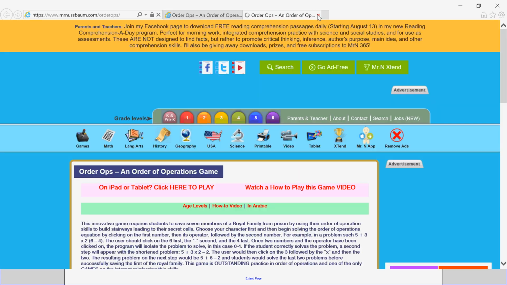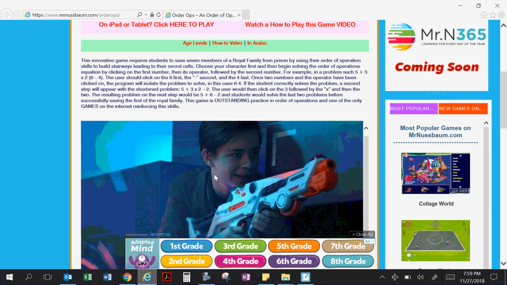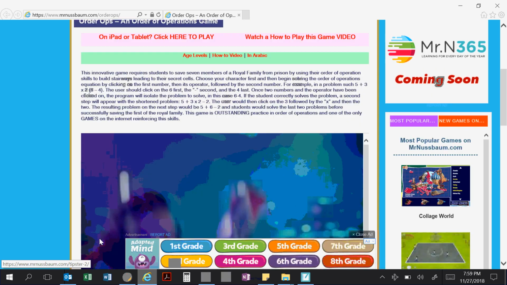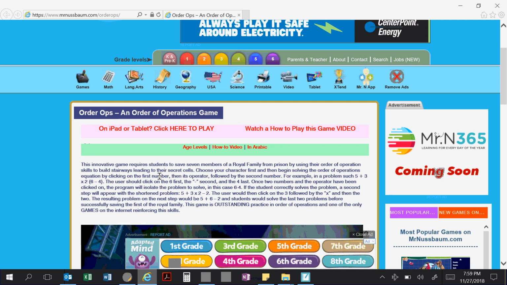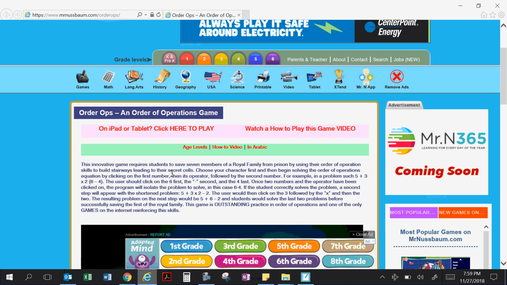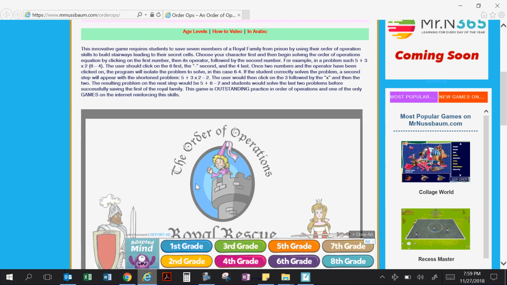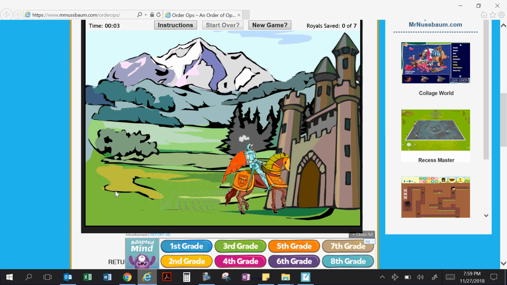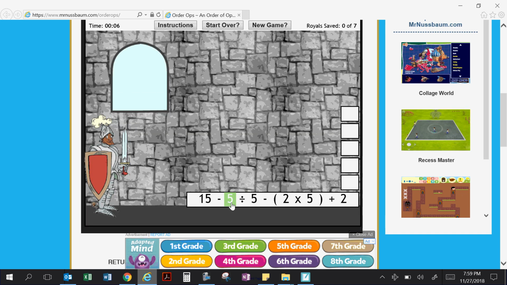Let's go back here. So let's see if it works now. Okay, still got it. So this game requires students to save 7 members of the royal family from prison by using order of operations skills to build stairways leading to their secret cells. Choose your character first and then begin solving the order of operations equation by clicking on the first number that is operated. So now we're ready to start. So here is our knight, gallantly going to the castle. So here's your problem. Which part would you like to start with first?